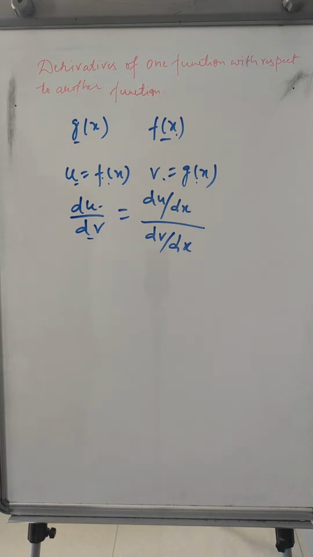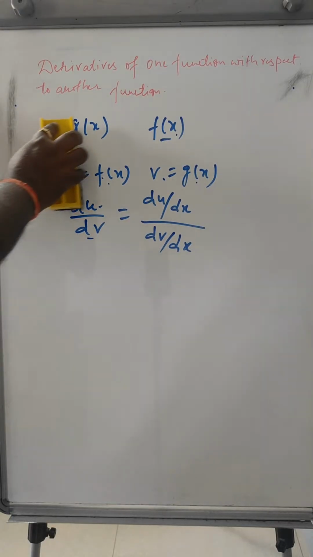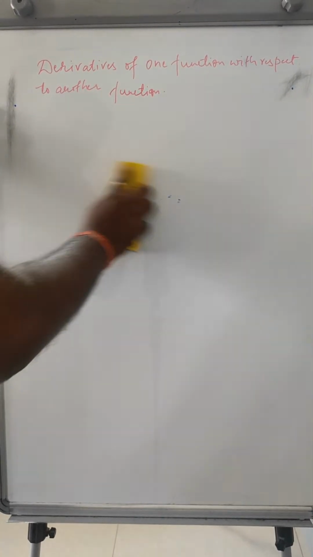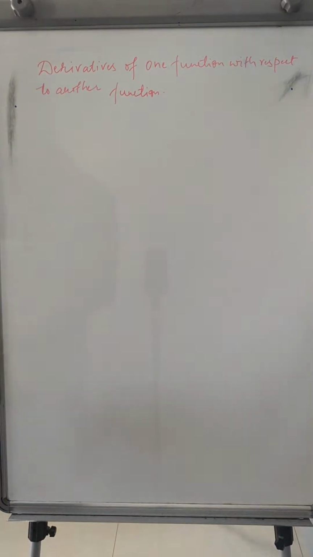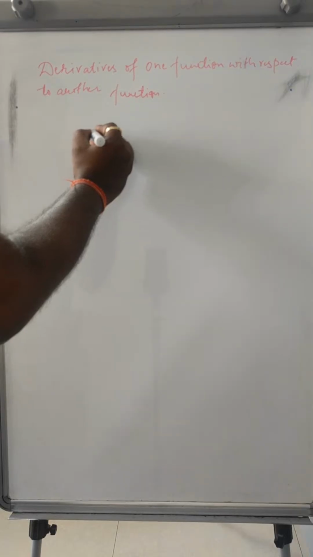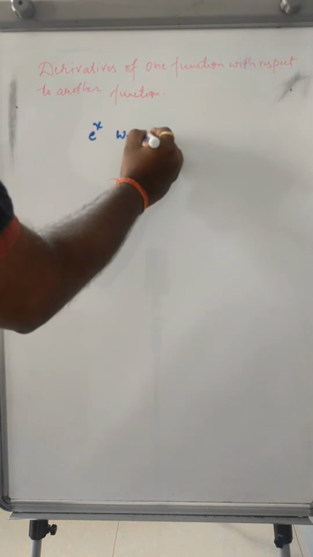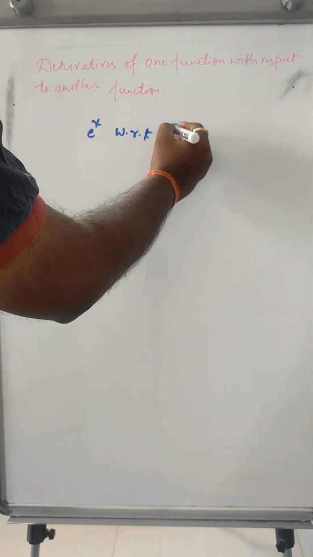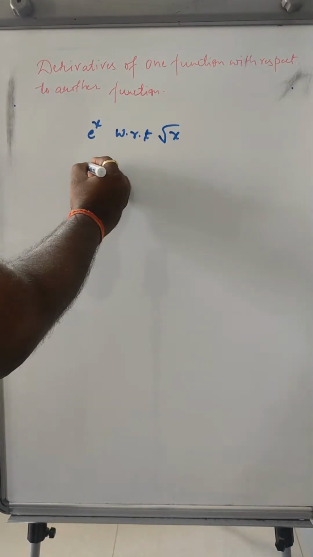We'll try to find out some problems in this, and then it will be very clear for us. So we'll start from a simple problem. Let's see how it goes. The first problem is: differentiate e to the power x with respect to under root x. So here u is equal to what?